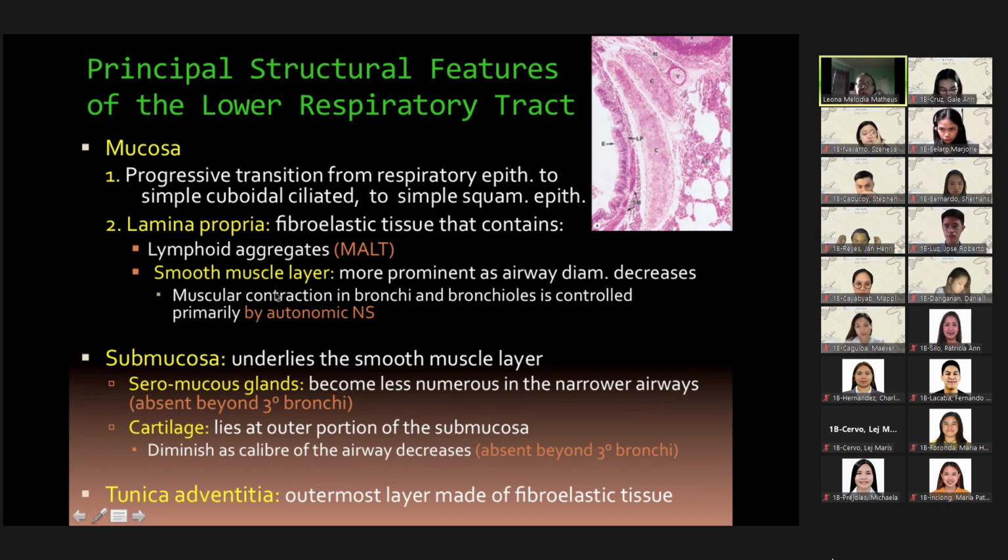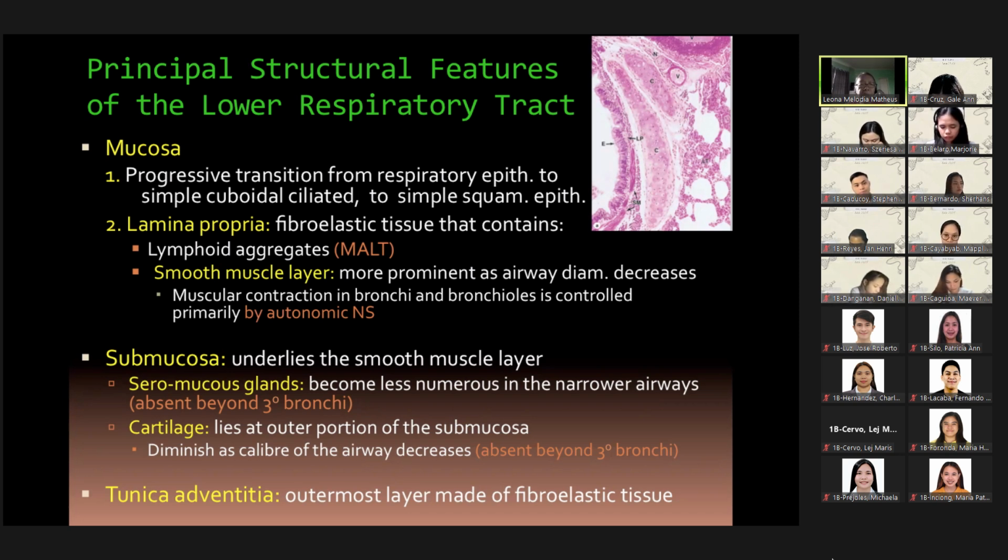Now note that the smooth muscle actually becomes more prominent as the airway diameter decreases, meaning the smaller your airway is, the more prominent your muscle layer. Also note that the muscle layer is controlled primarily by the autonomic nervous system.